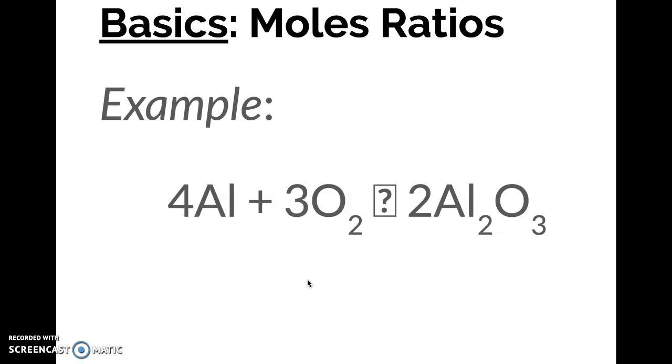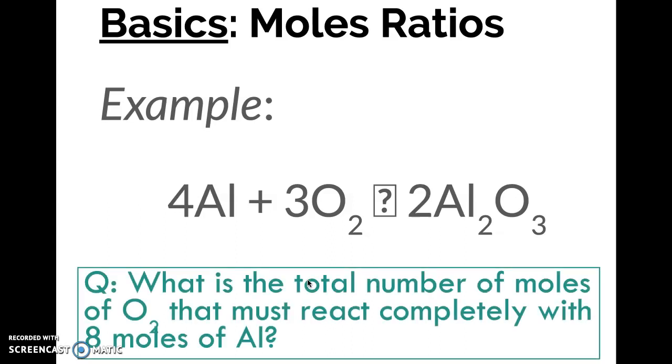Our next example. So we have aluminum plus oxygen giving us aluminum oxide. The question is, what is the total number of moles of oxygen that must react completely with 8 moles of Al? So we currently have 4 moles of aluminum and 3 moles of oxygen, and then this creates 2 moles of aluminum oxide. However, we want to have 8 moles of aluminum. So how would we get to 8 moles of aluminum? Think about that. How could you go from 4 to 8?